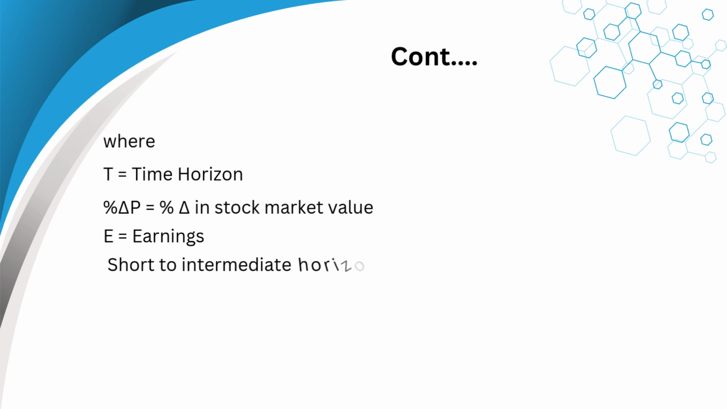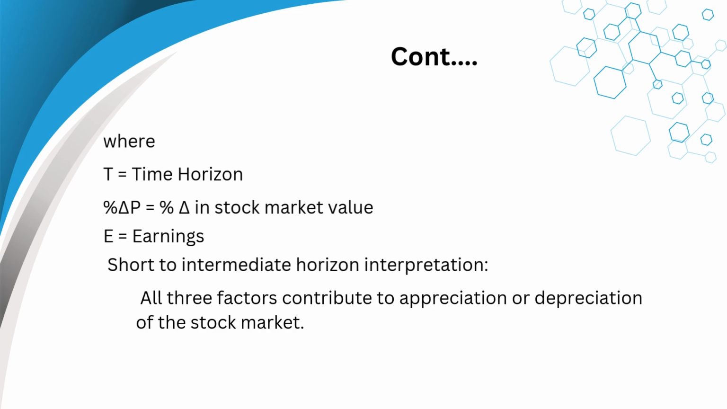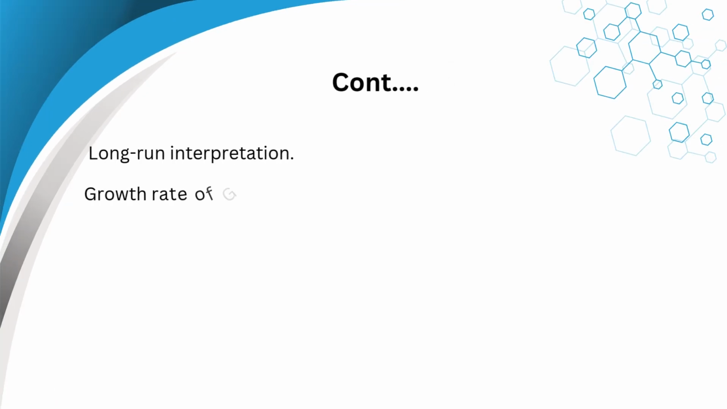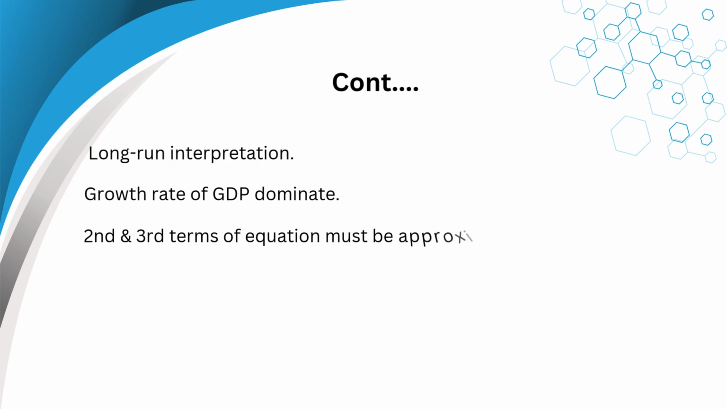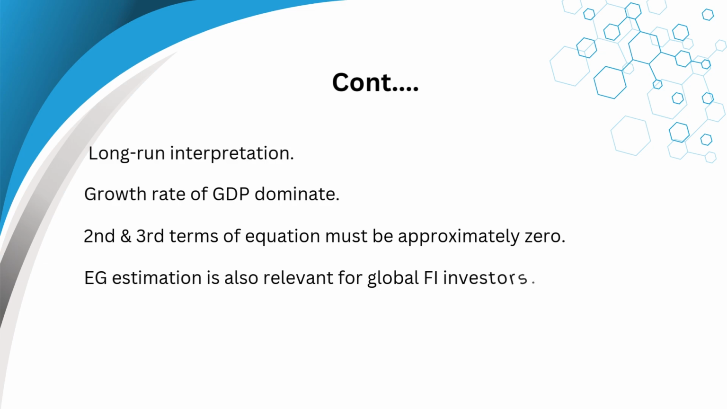Short to intermediate horizon interpretation: all 3 factors contribute to appreciation or depreciation of the stock market. Long run interpretation: growth rate of GDP dominates. The second and third terms of the equation must be approximately 0. This estimation is also relevant for global FI investors.